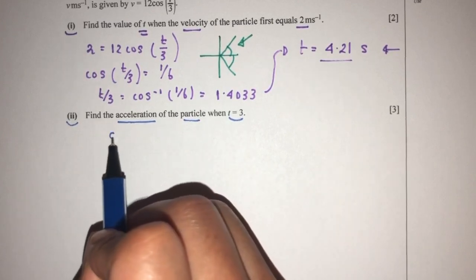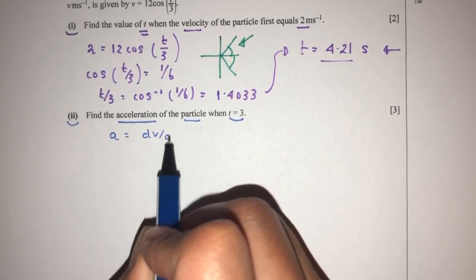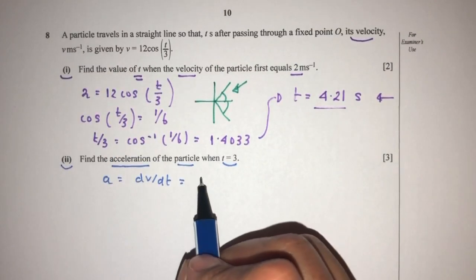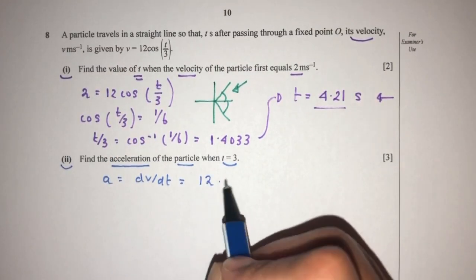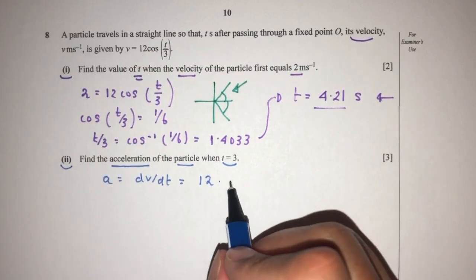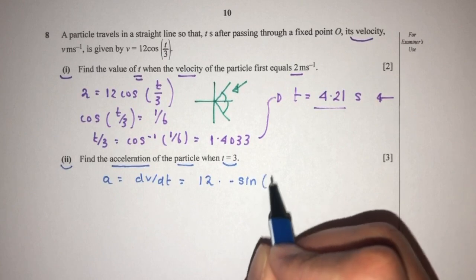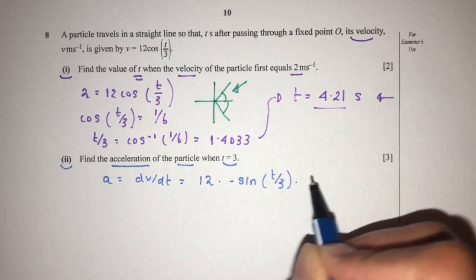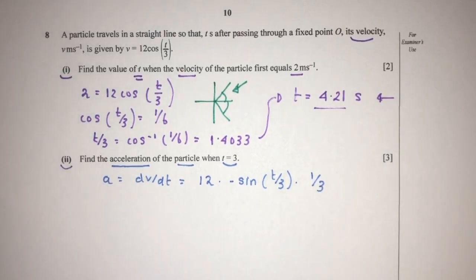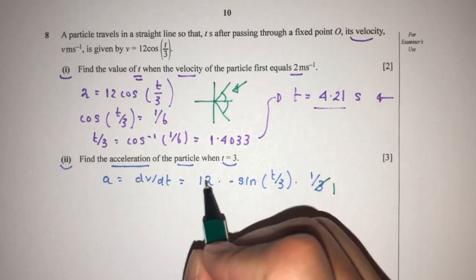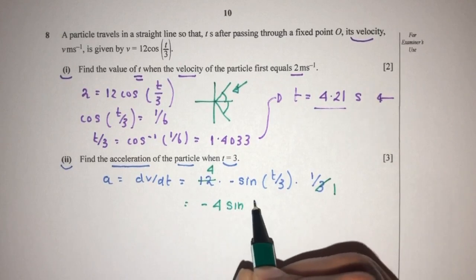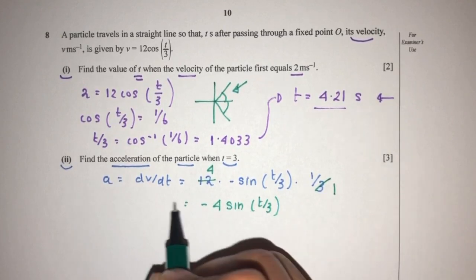Now for part 2, find the acceleration of the particle when time is 3. Now, we know the acceleration has to be equal to what? dv by dt. Let's first find that. So we have to use that. First thing is 12. 12 is only a multiple, does not change. Then d by dx of cos, that will be minus sine. The value is t over this, and then of course multiply by d by dt of this value, that will be 1 over 3. To simplify, that will become 12 over 3 is 4, minus 4 sine of t over 3. That is my a.